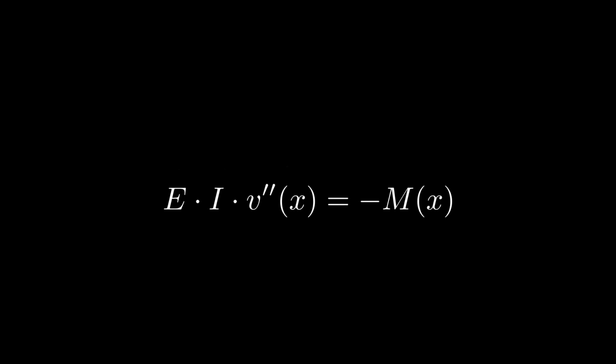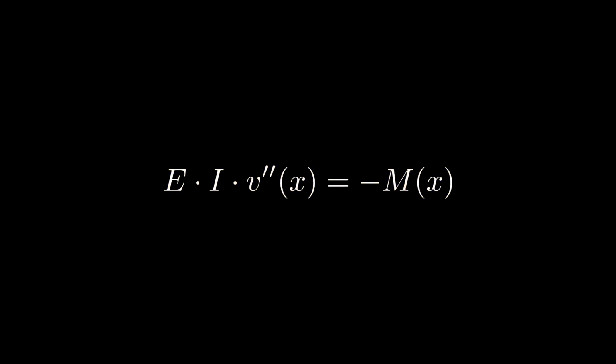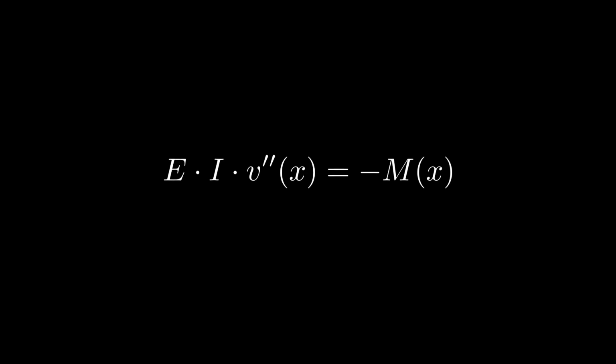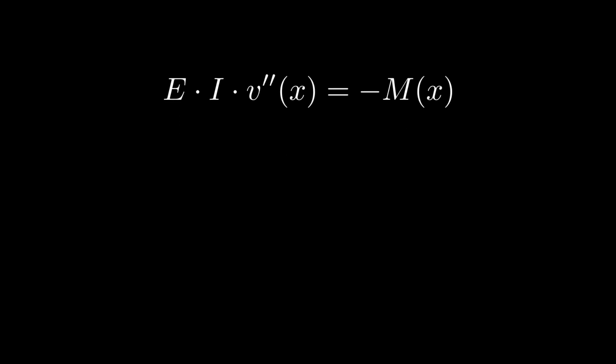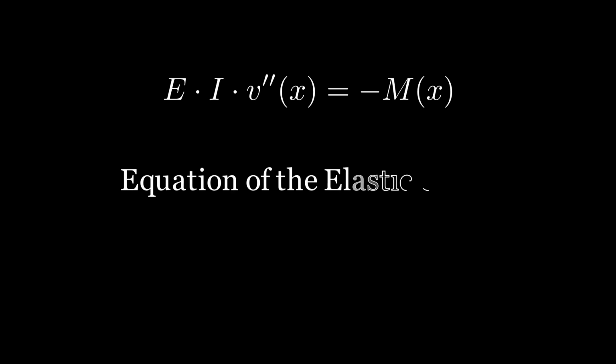This is a second-order differential equation for v of x, the deflection, that can be solved by integrating two times and using the boundary conditions of a beam element to determine the integration constants. And this is it for the derivation of the elastic curve equation. Thank you for watching.